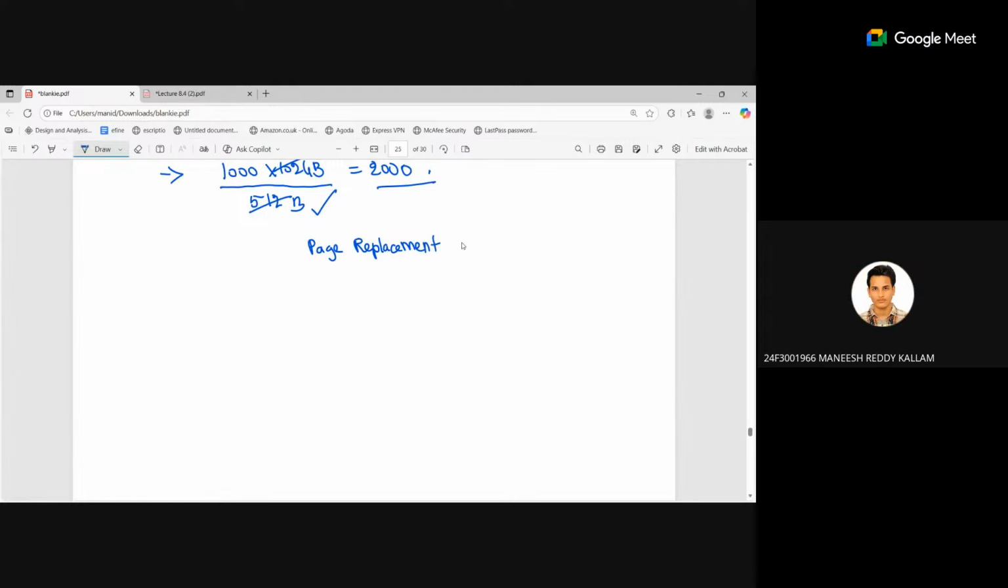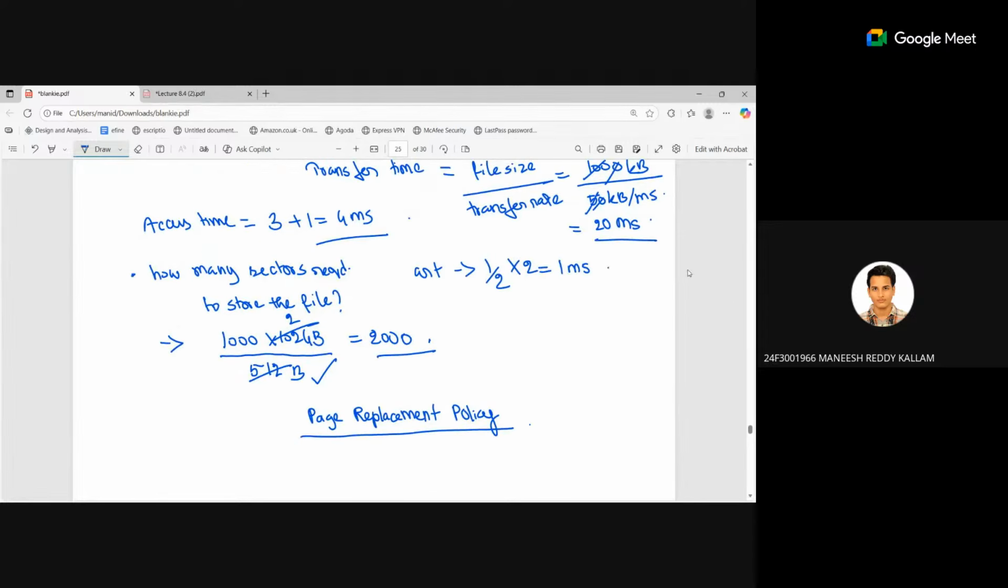Ma'am, small doubt. If we are asked the number of sectors in a disk, then from capacity of disk we can just multiply? If you want to find out how many sectors in a disk, then you must know how much each sector can store. So that will be capacity of disk divided by how much each sector can store. That is the number of sectors. I'm sorry. Okay, got it, ma'am. Yeah, you can continue.